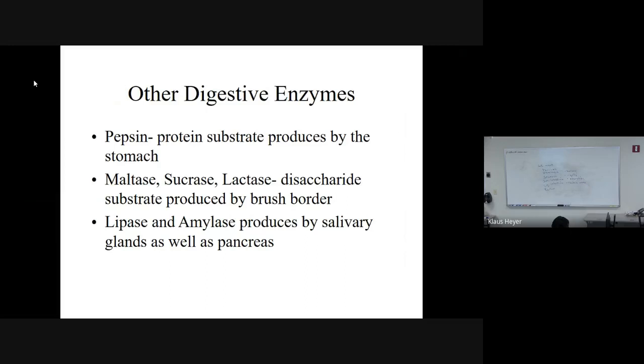I'll show you what the brush border is in a second. I've got a slide of it. But anyway, maltase, sucrase, lactase, those all work on disaccharides. Or if you don't want to learn the word disaccharide, just replace the A with an O: maltose, sucrose, lactose, because that's what they work on. If it ends with OSE, it's a sugar. If it ends with ASE, it's an enzyme.